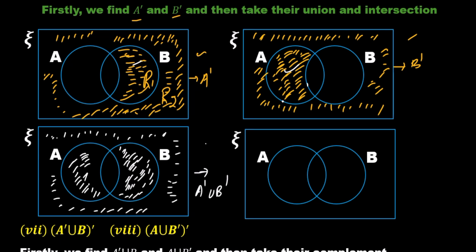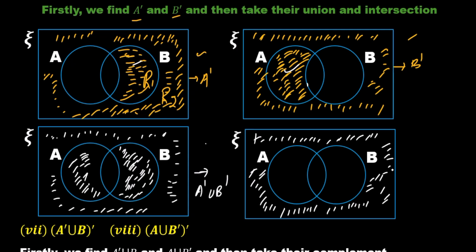And in case of intersection, in both of the figures, the common area is simply this area. This figure represents A complement intersection B complement, because in A complement we have this portion of B, and in B complement we have this portion of A, but these are two disjoint areas. The common area only lies here inside the rectangle and outside the circles.